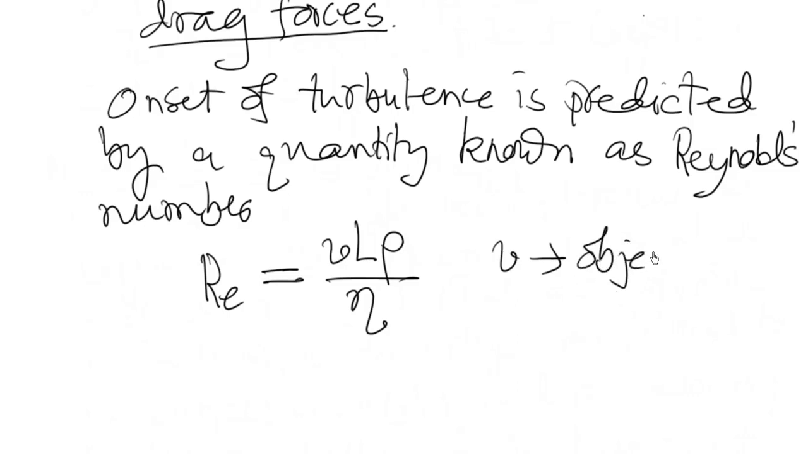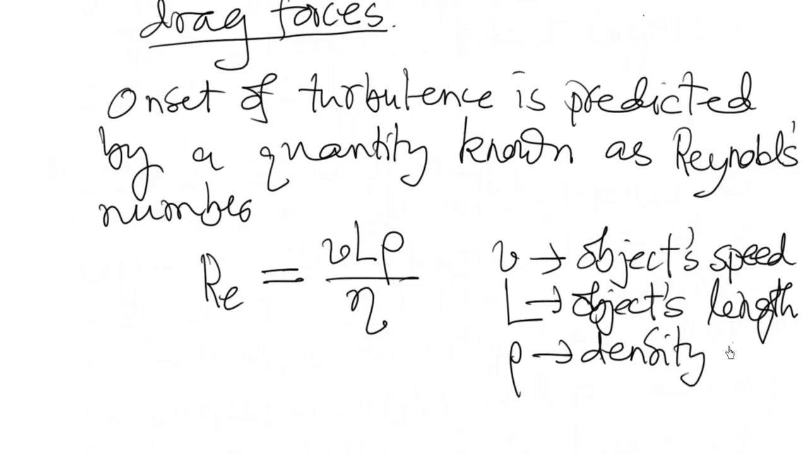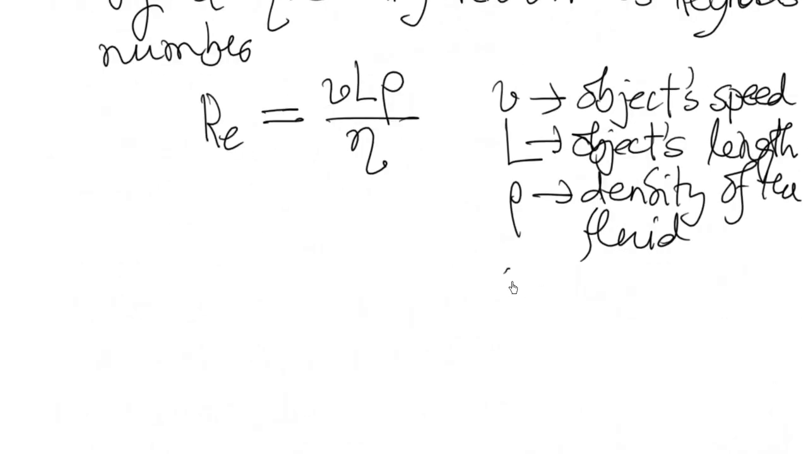which is moving through the fluid. L is the object's length. Rho is the density of the fluid. And eta is the viscosity of the fluid.